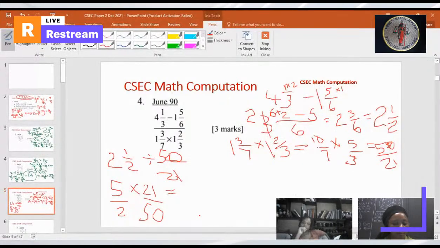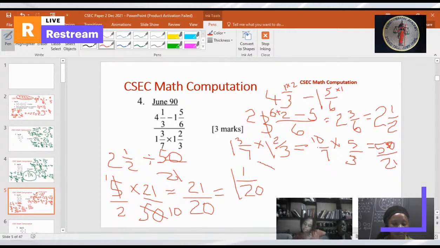You're going to cancel the top 5 with the bottom 50. 5 into itself goes 1, 5 into 50 goes 10. So 1 times 21 is 21, and 2 times 10 is 20. So it'll be 1 and 1 over 20. And this gives us 3 marks in the CSEC exam.